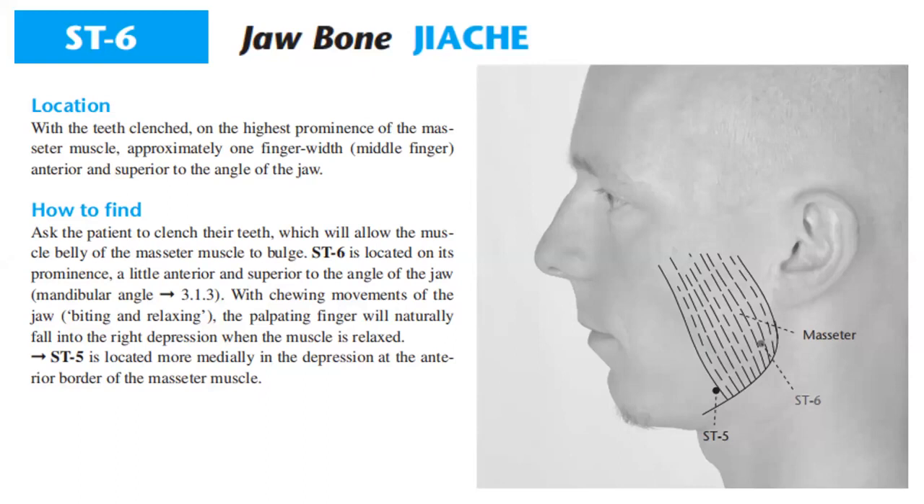How to find? Ask the patient to clench their teeth, which will allow the muscle belly of the masseter muscle to bulge. Stomach 6 is located on its prominence, a little anterior and superior to the angle of the jaw. With chewing movements of the jaw, biting and relaxing, the palpating finger will naturally fall into the right depression when the muscle is relaxed. Stomach 5 is located more medially, in the depression at the anterior border of the masseter muscle.